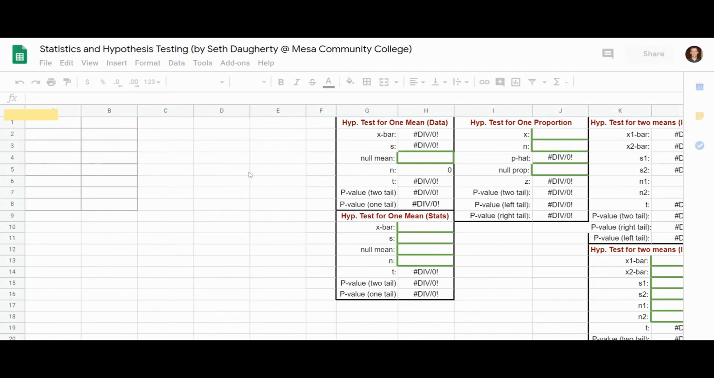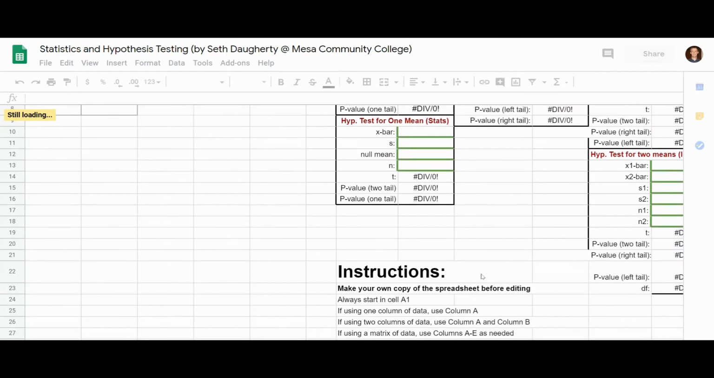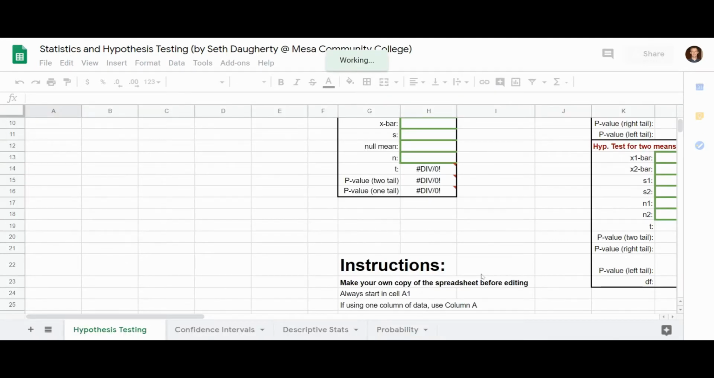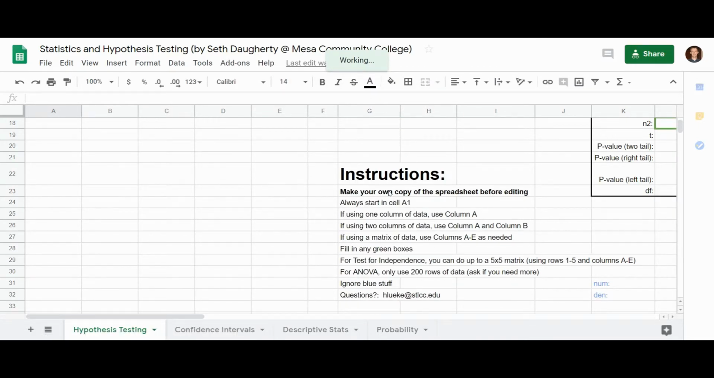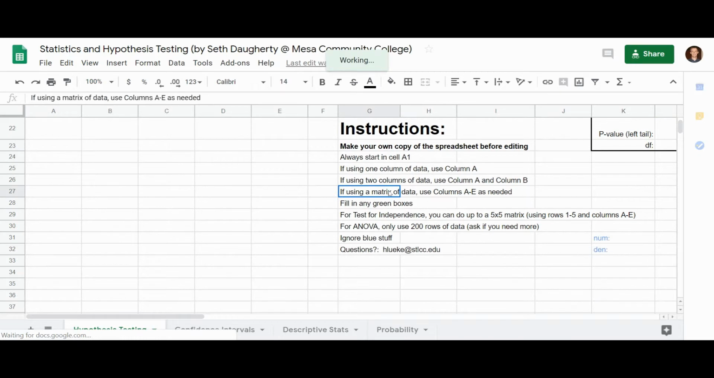Okay, now that I'm in this sheet, you'll notice that there are some directions down here at the bottom, some instructions. So notice it says, make your own copy of this spreadsheet before you edit. Notice it says always start in cell A1, and then it has some other things you can use here as well, or things that you should pay attention to.